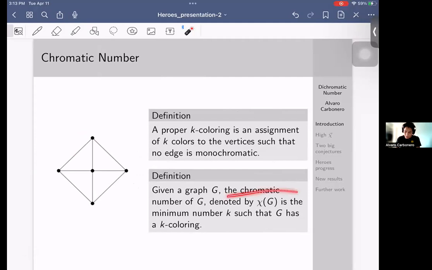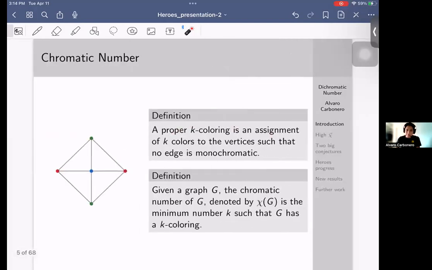And we can follow this definition by creating the chromatic number. So the chromatic number of a graph G is the minimum number K such that G has a K coloring. The way in which I like to think of the chromatic number is as a measure of complexity, how complicated the graph is, because it measures the minimum number of colors we need to create this property. So it's measuring how simple, in my opinion, the graph is.